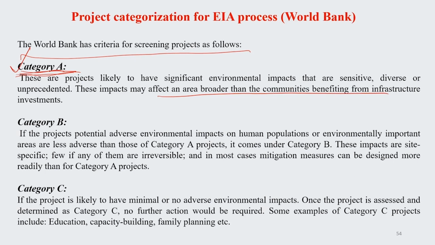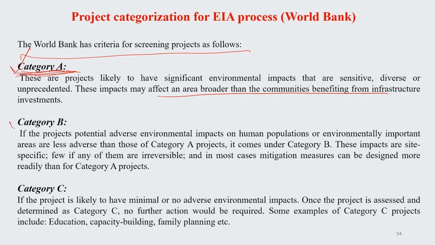Then you need to think whether you need this kind of so-called development project, which is basically going to impact you much more negatively. So, my benefit is low and loss is high, then why should we go for that kind of thing, right? So, that is category A. Category B: if the project potentially has adverse impacts on human population or environmentally sensitive or important areas, and if they are less adverse than the category A projects, it will come under category B.